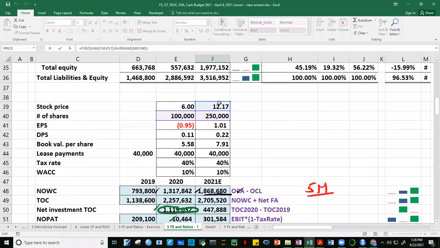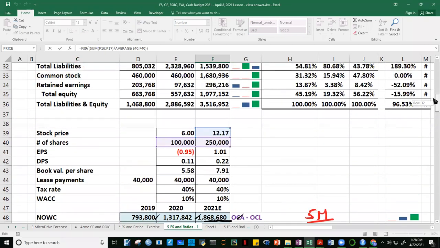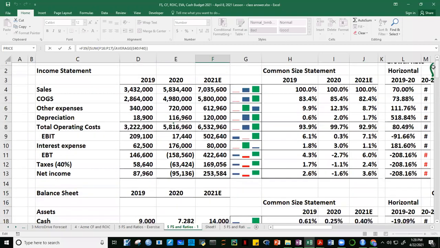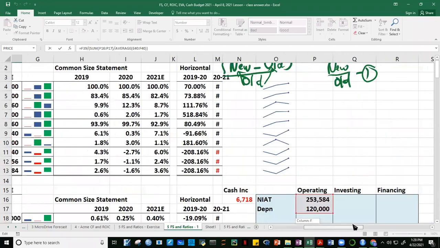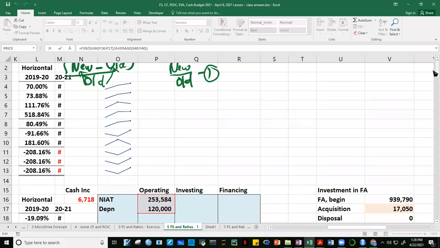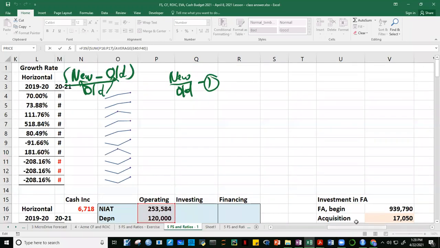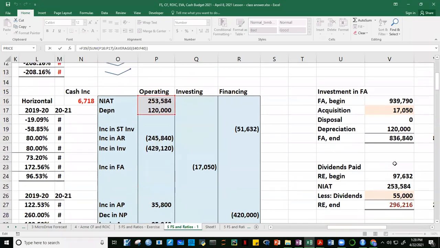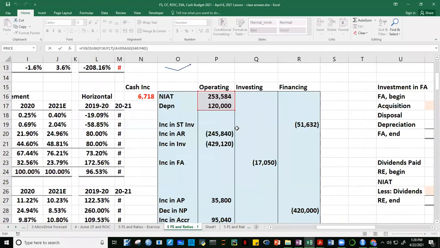Ito, 12.17. And then, magkano din yung cash flow na na-generate? Okay, yung cash flow natin, makukuha natin dito sa cash flow statement. Remember guys, ano yung operating cash flow? Ito. Ang operating cash flow natin is net income after tax plus depreciation. Kaya sinam up lang natin to, no? Sinam natin yung operating cash flow for 2021 to divided by plus depreciation.